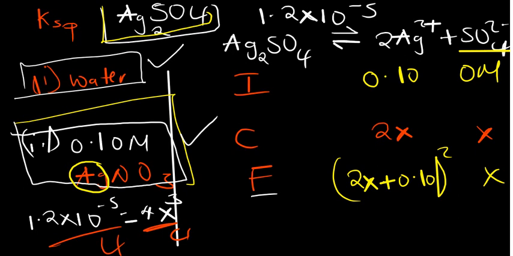So expand this, multiply by x, and equate it to what? And equate it to the given value of KSP there. Any questions?